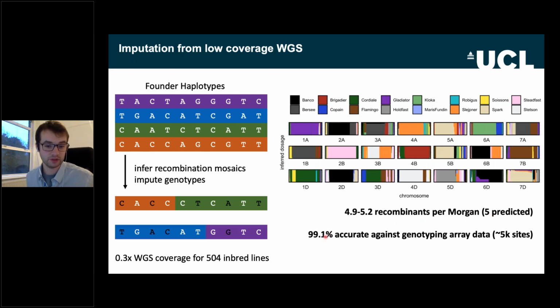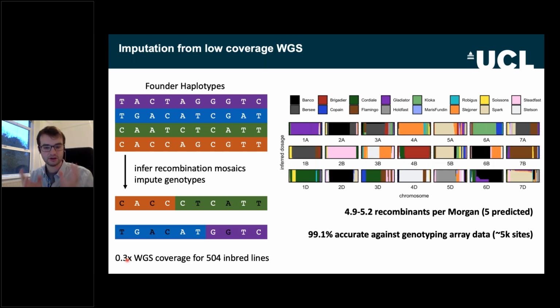And we confirm the accuracy of the imputed genotypes against the genotyping array, the Axiom Wheat Breeders array, and the concordance is over 99%. So we think the recombination mosaics and the genotypes can be accurately imputed from 0.3x whole genome sequence in this population.